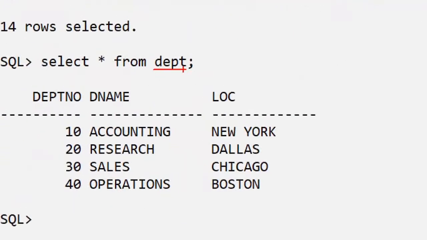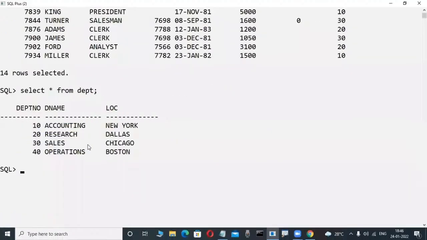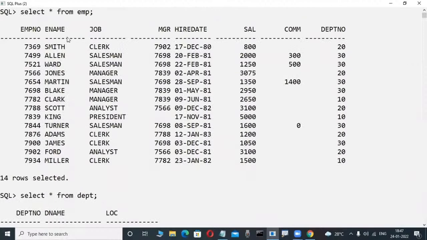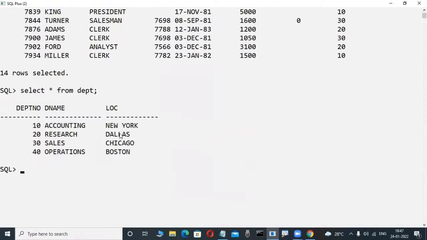Maybe department details. In this table, how many columns are there? Department number, DNAME, and location. 3 columns are available. How many rows are there? Observe here. 1, 2, 3, 4 rows are available. Now, one is a big table and another is a small table, based on size only. Maybe the big table is EMP and the small table is the DEPT table.